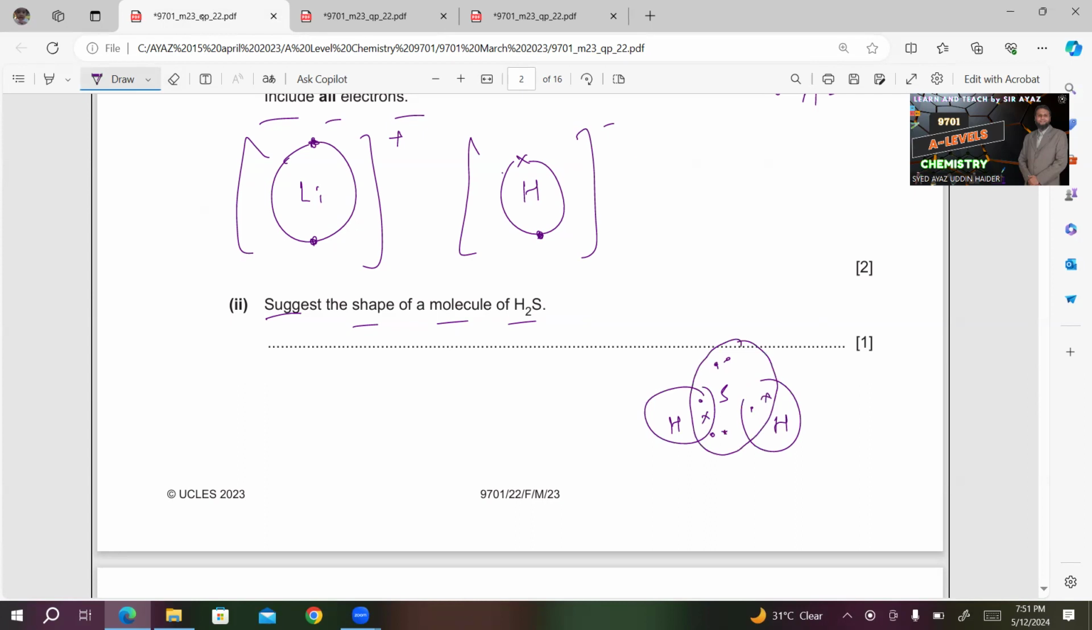So there will be more repulsion between lone pair and bond pair electrons as compared to bond pair and bond pair. These are the lone pairs. These two are lone pairs. These are the bonding pair of electrons. So definitely it will have a bent shape, bent or non-linear, due to this.